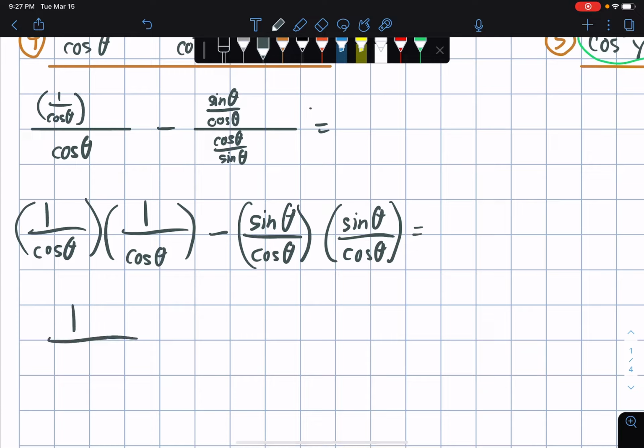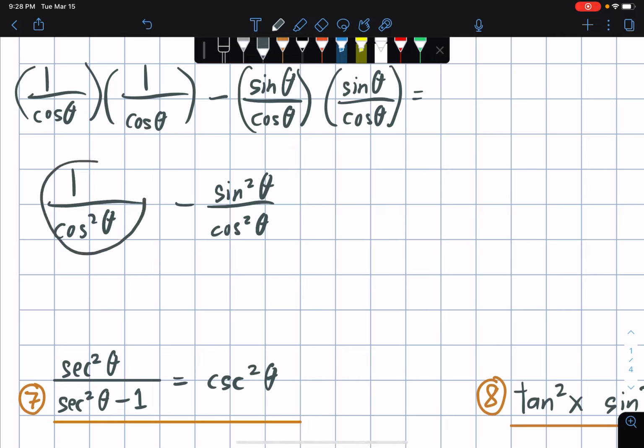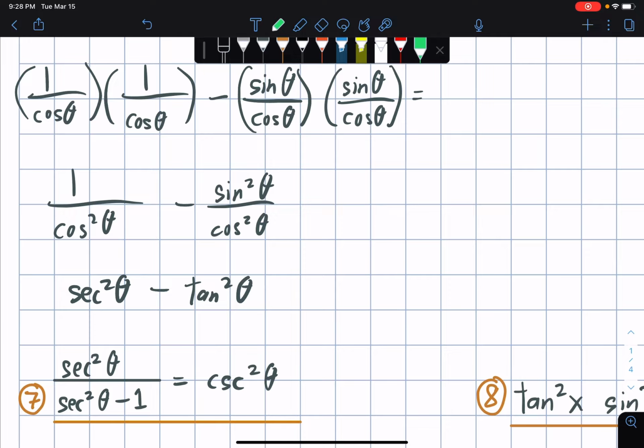So let's simplify, multiply them. So this is what we get. Right now, you can turn 1 over cos raised to 2 theta into secant raised to 2 theta. Then subtract. This could be tan raised to 2 theta. And in that case, there is a specific trigonometric identity stated in the previous video. I hope you have also taken note of it. This one is equivalent to 1. Secant raised to 2 theta minus tan raised to 2 theta is equal to 1.